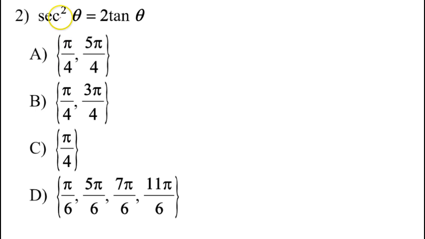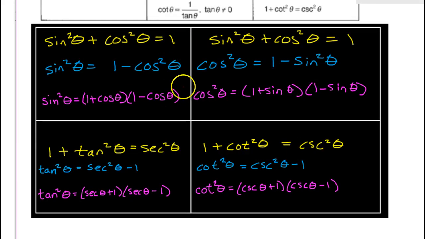For problem number 2, I don't like the fact that I have 2 different kinds of trig function. I have secant and I have tangent. So I'd really like to rewrite this. There's a connection between secant and tangent. So here's another set of facts. These are Pythagorean trig identities. You need to have these memorized as well. You should be able to take a sheet of scratch paper and create this chart within 1 minute. Okay, so I'm going to assume that you've done that.